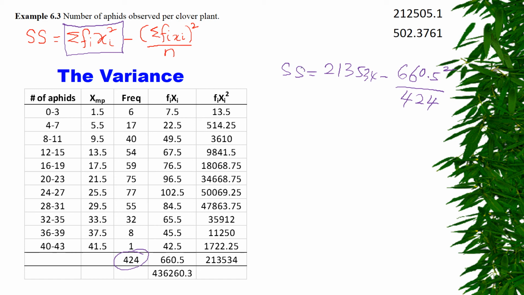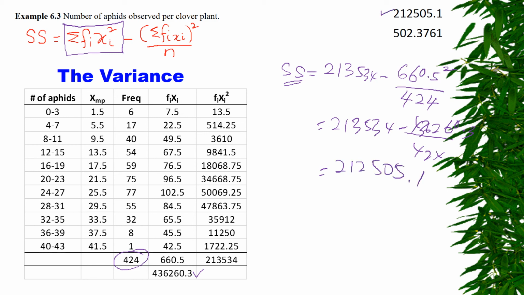So remember, this is a sum of square, right? So then you get 213534 divided by... this I already counted, the square for the Fixi. You get 4362 and so on, divided by 424, and then you get all this. This is the sum of square, 212505.1. So this is the sum of square for this sample.